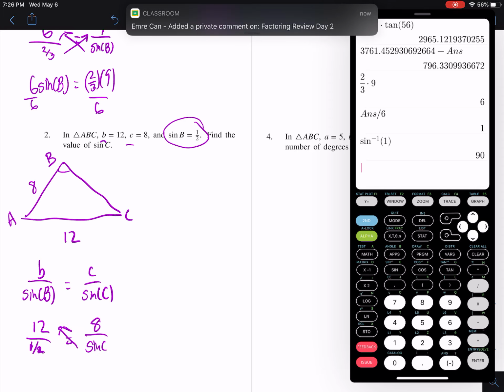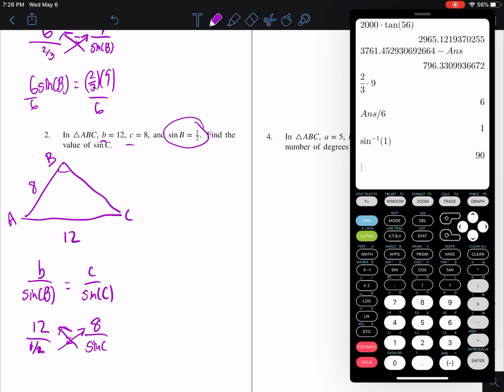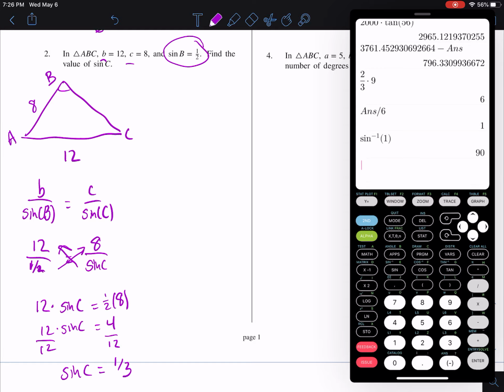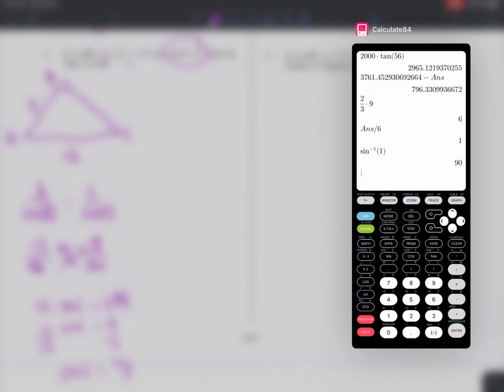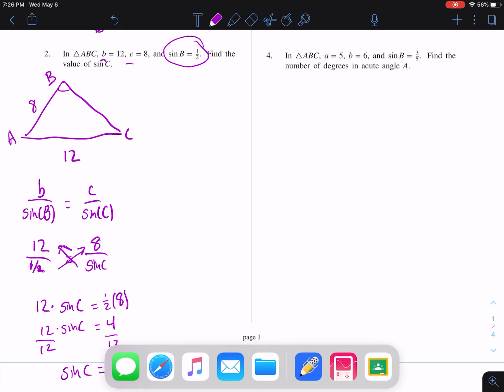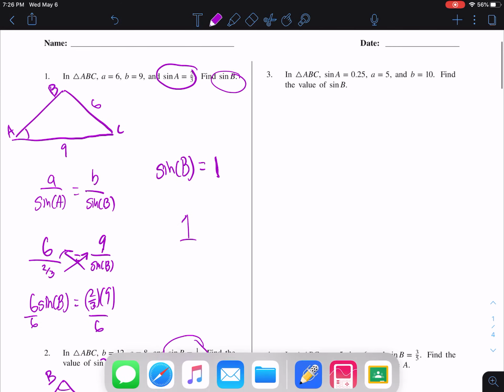I'm going to cross multiply here. So as I go to cross multiply, I'm going to get 12 times the sine of c equals 1/2 times 8. So 12 times the sine of c is equal to 4. I'm going to divide by 12, and I'm going to get the sine of c is 1/3. Okay, so since I got that sine of c is 1/3, we can go up to question number 3.